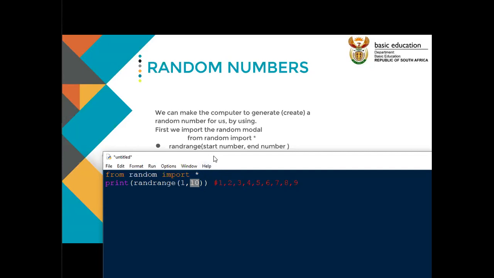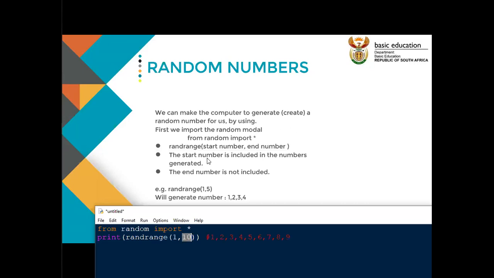So that's what the next two bullets tell us: the start number is included in the numbers. So this is my start number, it's included. And the end number is not included. If I look at the number 10, it's not showing in one of my numbers. So I'm going to be generating the numbers 1 to 9.